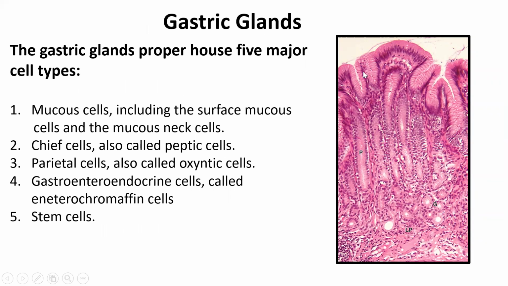If you look at the gastric glands, there are 5 types of cells present there, not only one. The first ones we call the mucus cells. These are basically the surface cells covering the surface of the stomach, and the mucus neck cells, which go a little bit deeper inside the neck here. There are also cells called chief cells, sometimes called peptic cells, and the parietal cells, sometimes called oxyntic, but chief cells and parietal cells are the terms we're going to use.